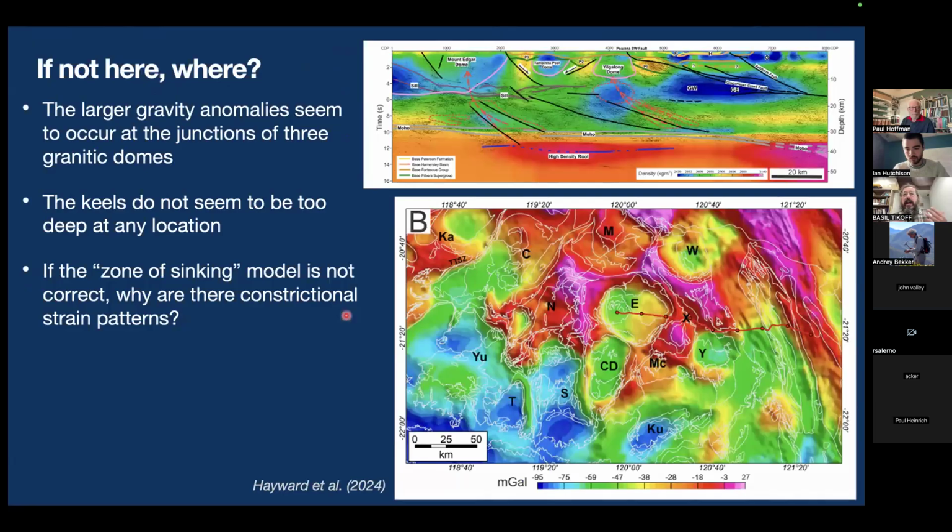Okay, so if there's no keel here between Mount Edgar and Corunna Downs, where is it? Well, again, as you move west, we seem to have a high density. If it's anywhere, it's going to be at the intersection of Mount Edgar, Corunna Downs, and Shaw in this area, or there's another dome out here and you have another deep keel there, or between Mount Edgar and two domes to the north. If these keels are anywhere, they're going to be under those areas.